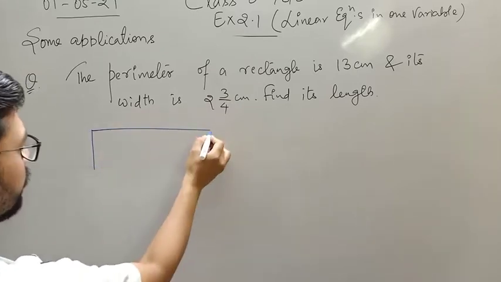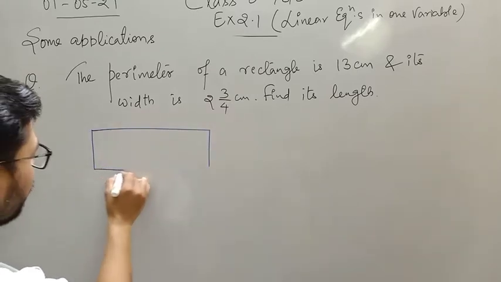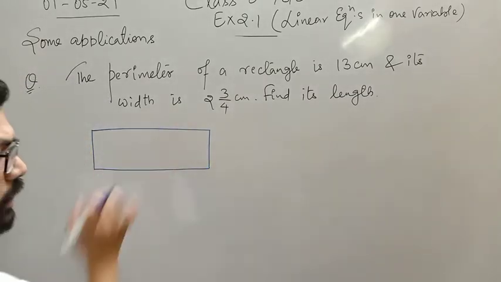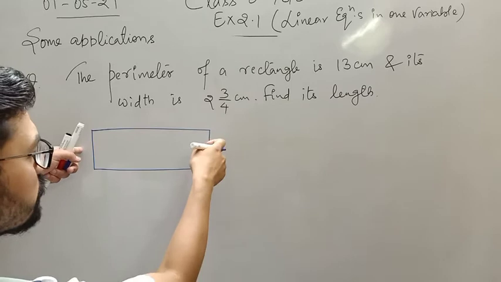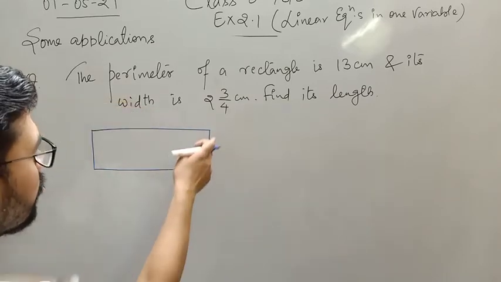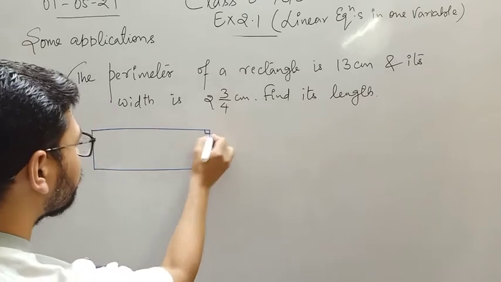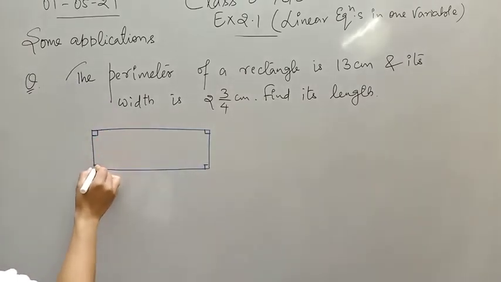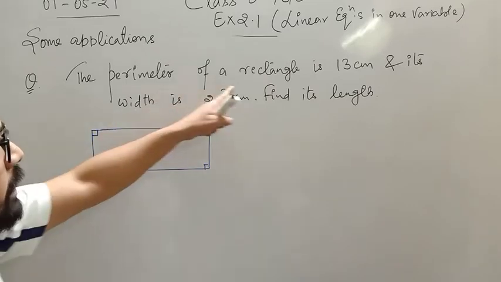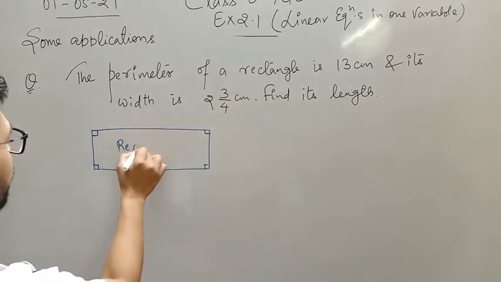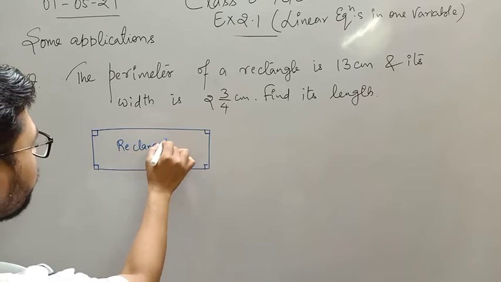This is a rectangle in which the two opposite sides are equal. This side is equals to this side is equals to this. All are of 90 degree. So the perimeter of a rectangle, let's say this is a rectangular field.